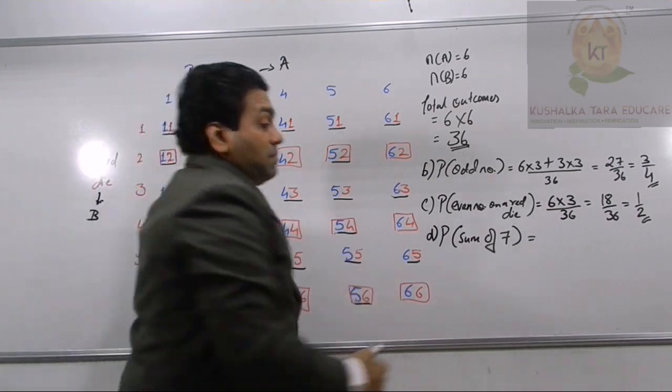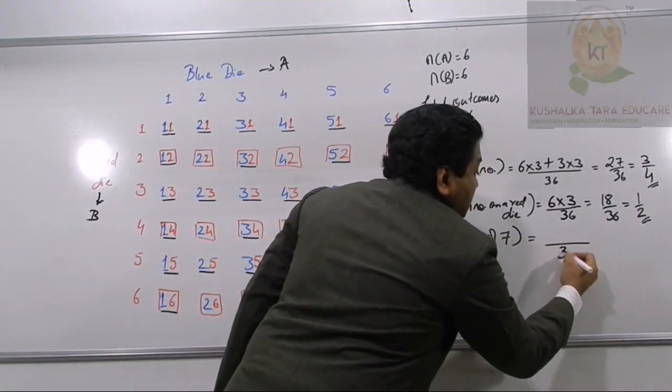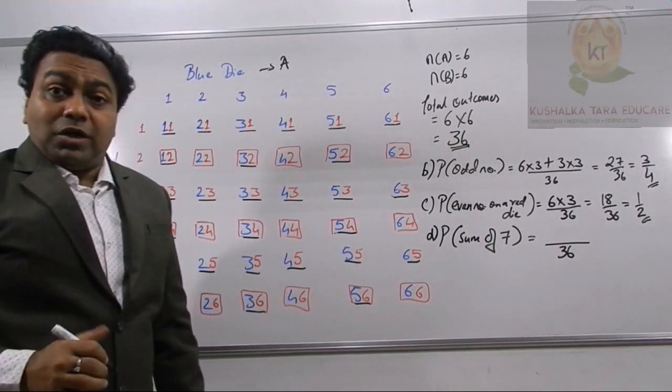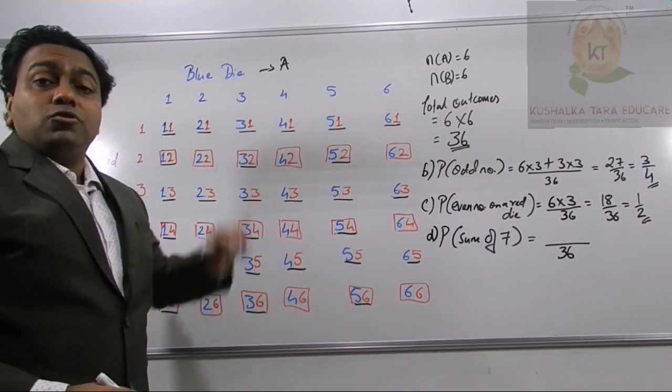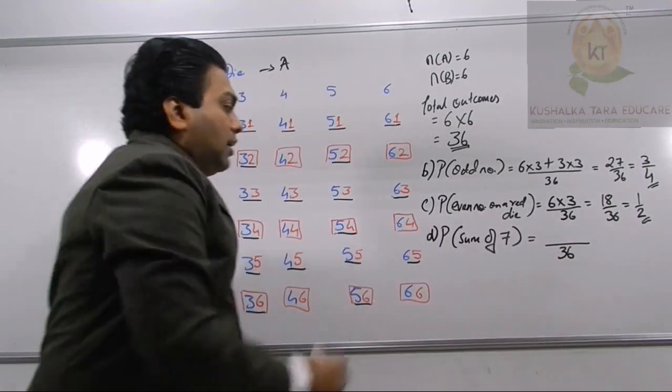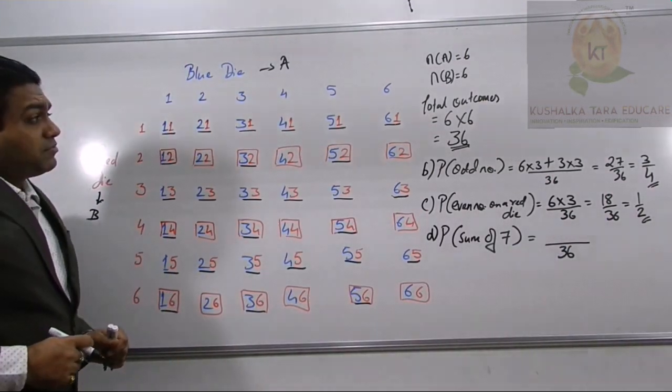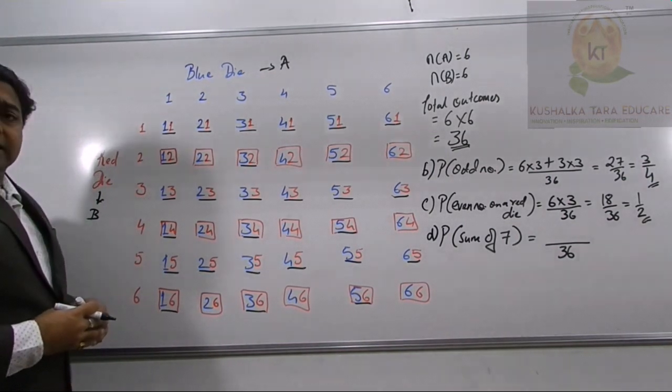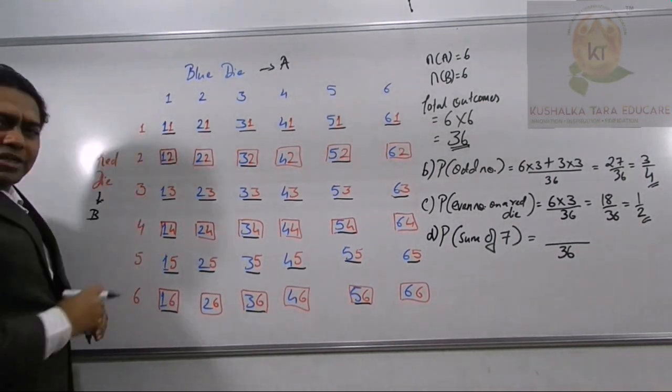Understand, in each of the probabilities, the total number of outcomes is always going to be the same, because it's 2 dice, 6 outcomes in each. 6 multiplied by 6 gives you 36 outcomes. Now, probability of observing a sum of 7. Where all can I get a sum of 7? 1 plus 1 will give me 2.